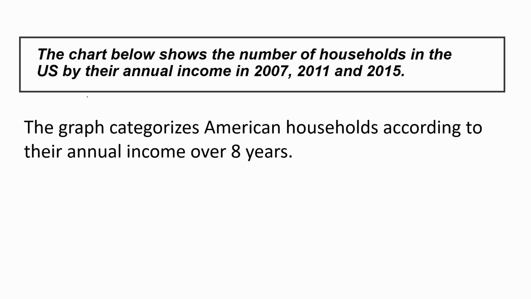The graph categorizes American households according to their annual income over 8 years. So I changed chart to graph. I deleted below because there is nothing below my writing. I changed shows the number of to categorizes. And instead of households in the US, I wrote American households. By, I used according to. Their annual income, I repeated the same phrase. Remember, there's nothing wrong with that. And instead of 2011, and 2015, I used over 8 years.